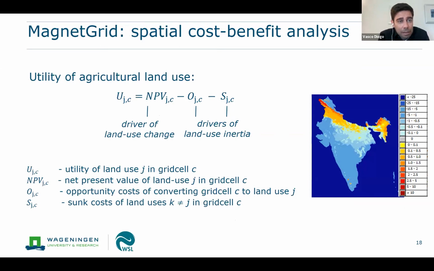And for the specification of utility, in this case, we take into account both drivers of land use change by computing the net present value in each time step for each land use type, which is the expected value that an investment will have discounted over time, so as to capture the attractivity of changing land use to that particular land use type. And on the other hand, we have drivers of land use inertia, in this case specified as opportunity costs of converting an existing land use, and also the sunk costs that were incurred to have that land use in place in that specific grid cell.